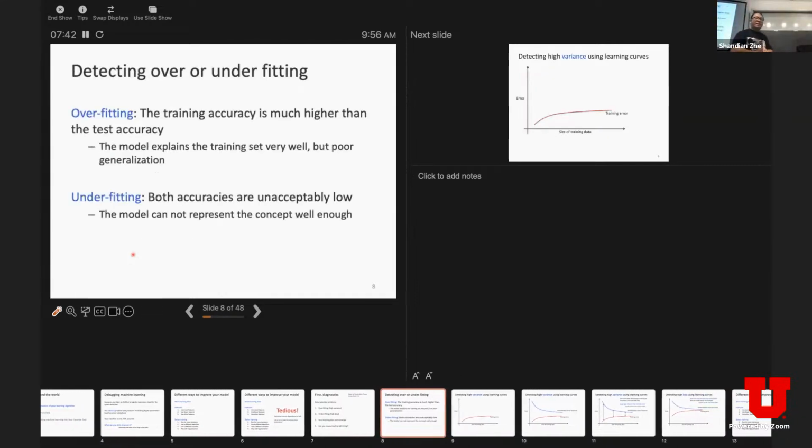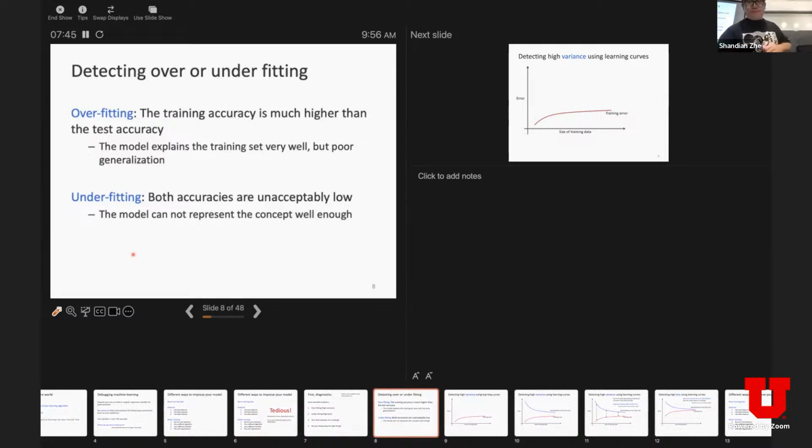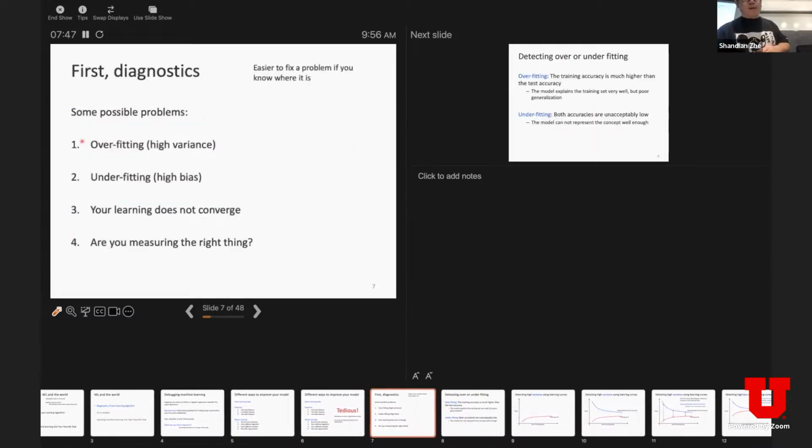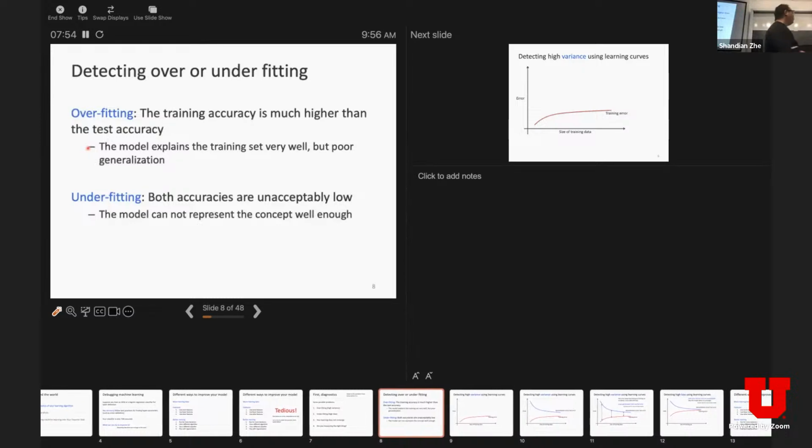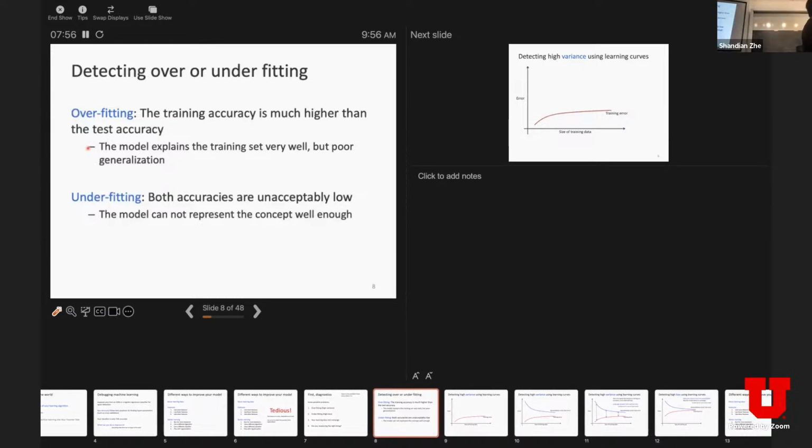Okay, so let us talk about how we detect the true reasons. We have 4 possible reasons, and we just need to check. The failure of your model might belong to any of those reasons, or a combination of them. So first, what's the behavior of overfitting? If your model overfits the data, how can we see it?